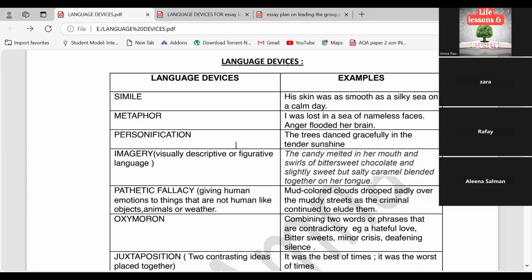improve your expression. What is imagery? Imagery is all about creating an image using sensory details.